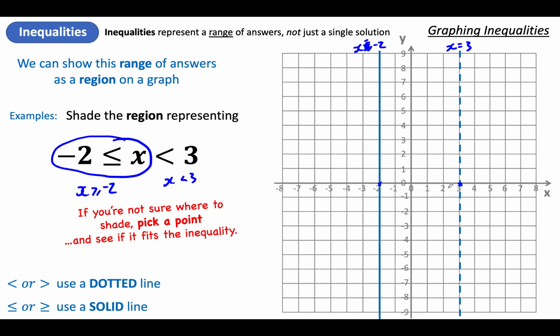Then you've got to decide which bit to shade. Well, x is bigger than or equal to -2. Again, if you're not sure, draw a point. But all of the points that side of that line are bigger than -2. But x is also less than 3. So there's x is 3, which means it's got to be less than that one. Basically, we want the bit that's bounded by these two lines, the bit in between the two lines. Again, if you're not sure, pick a point, look at the values.